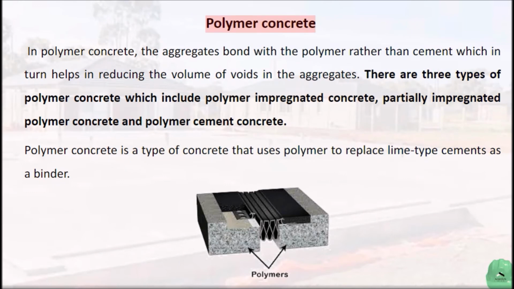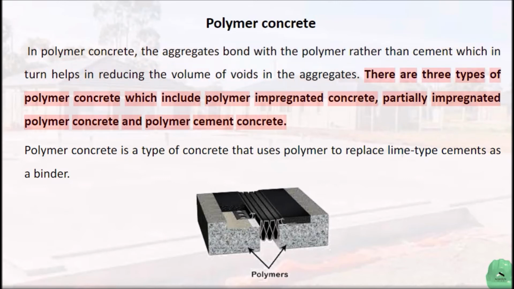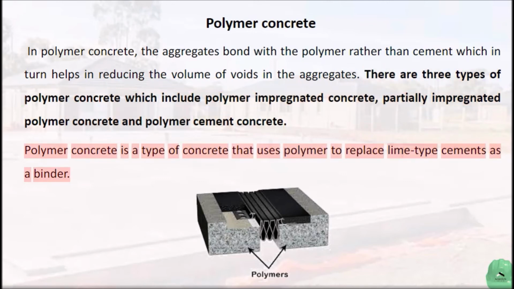Polymer concrete. In polymer concrete, the aggregates bond with the polymer rather than cement, which in turn helps in reducing the volume of voids in the aggregates. There are three types of polymer concrete, which include polymer impregnated concrete, partially impregnated polymer concrete, and polymer cement concrete. Polymer concrete is a type of concrete that uses polymer to replace lime-type cements as a binder.